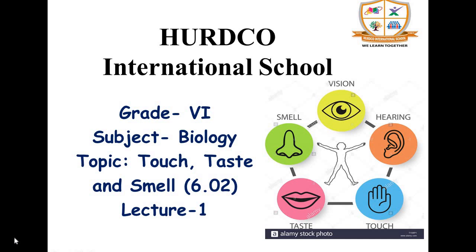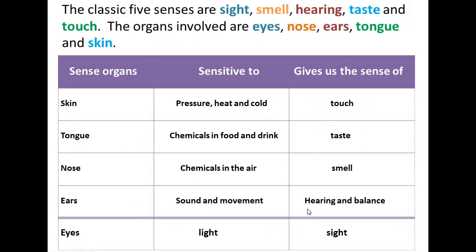I'm Tasfiya Kifayat. Our topic today is touch, taste and smell, and this is from your book, chapter 6.02, and this is our first lecture. So let's get started. We humans have 5 senses, and they are sight, smell, hearing, taste and touch.